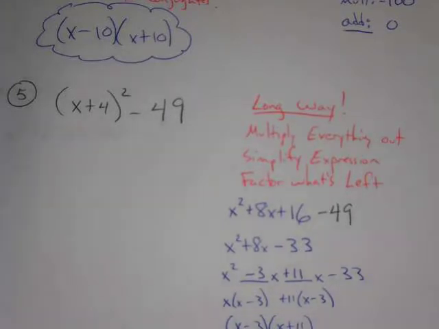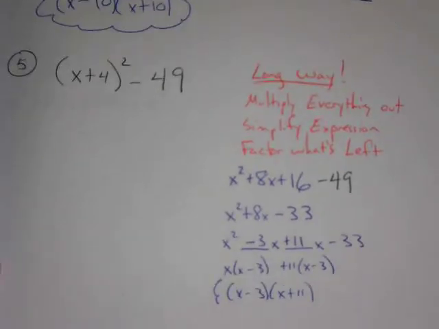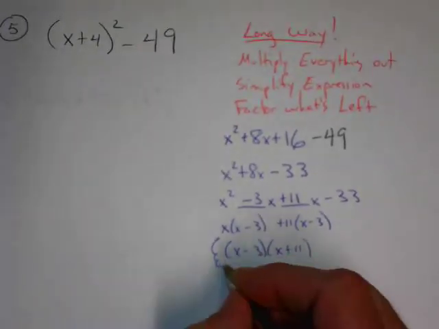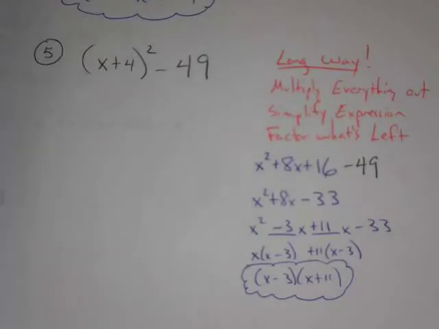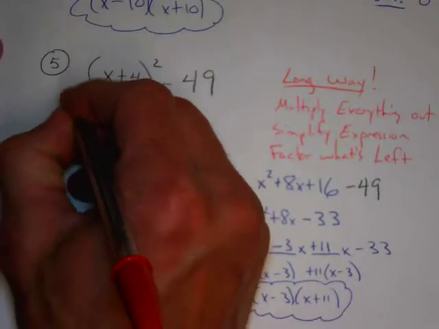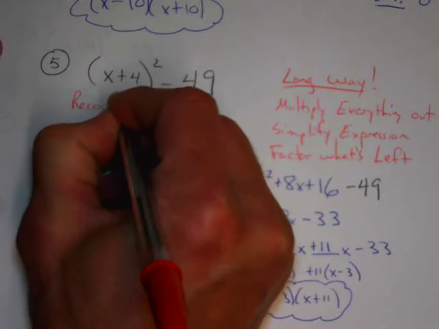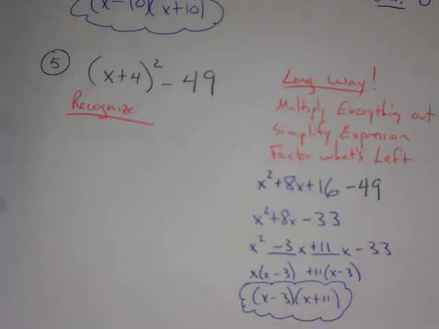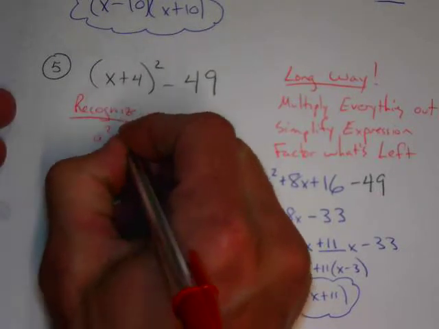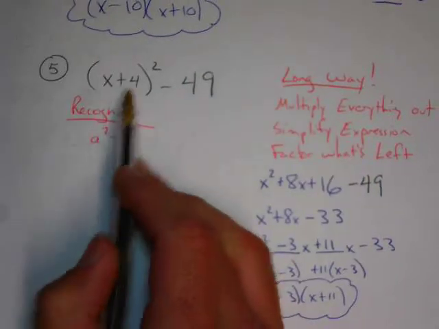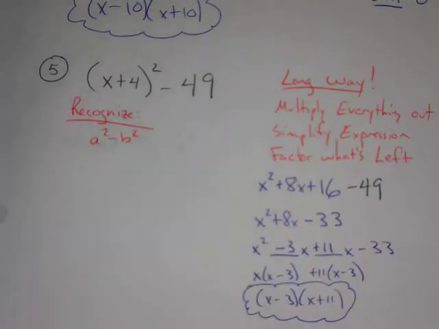So that's the long way. We're going to get to this result. Okay, so the long way is to multiply everything out, simplify what you have, and factor what's left. The short way is to recognize. So if you can recognize what is happening, you should be able to recognize a difference of squares. Do you recognize a difference of squares? We have a thing to the second power minus another thing to the second power. We have a perfect square minus another perfect square.